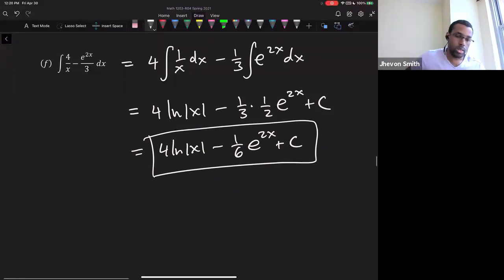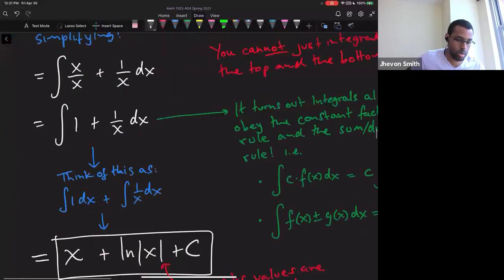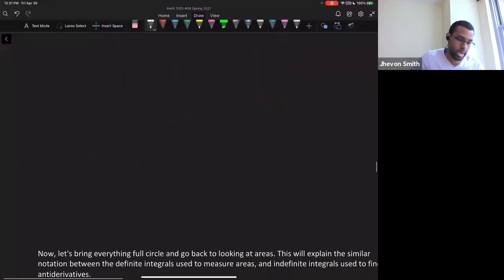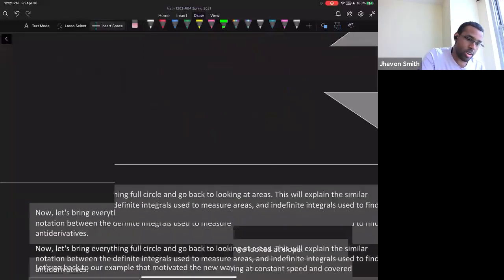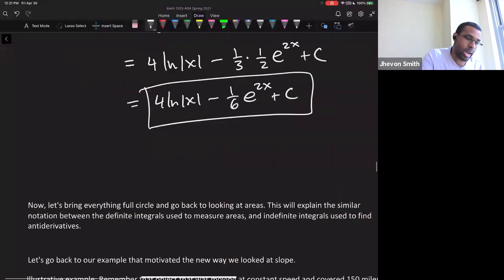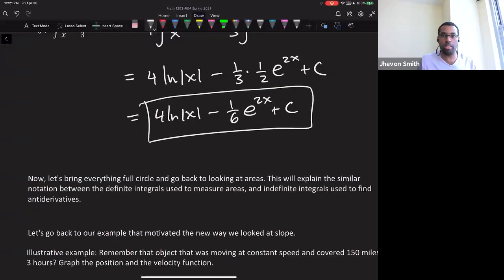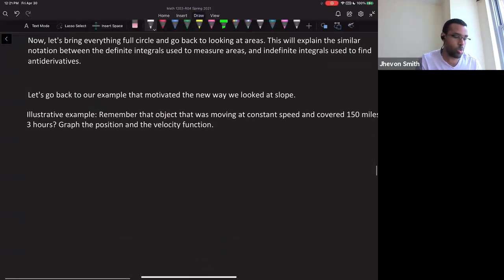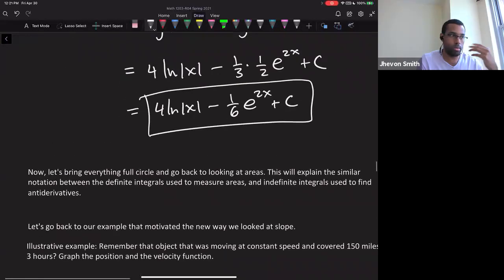Okay. So those are all the computational examples that I wanted to do. Next time, we're going to bring everything full circle, go back to the area problem, and you're going to realize why me showing you these things that I just showed you is actually relevant at all to this discussion. So what we did was just told you how to compute indefinite integrals.